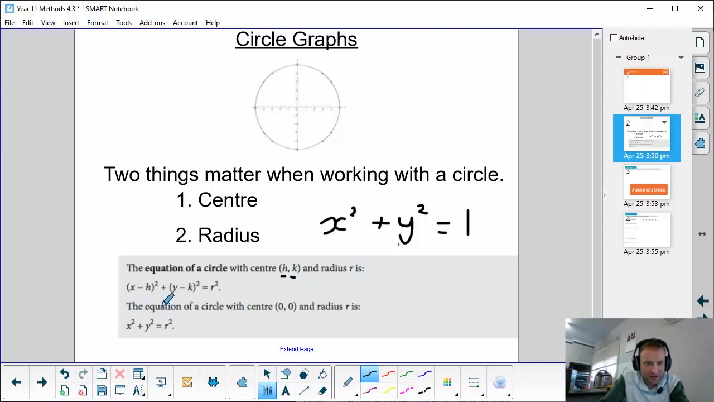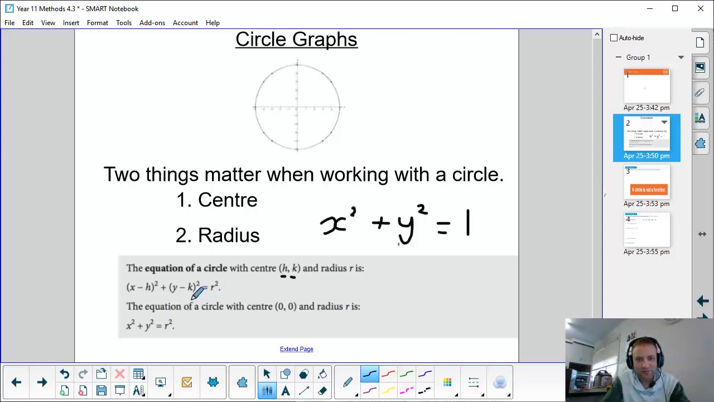If I look at the way this is done, the letter h is going to be added or subtracted to x. Essentially, if there's a number being subtracted, it's going to move it to the left. Oh, sorry, it's going to move it to the right. I think I'm pointing right. And if there's a number added or subtracted to y, it's going to move it up or down.